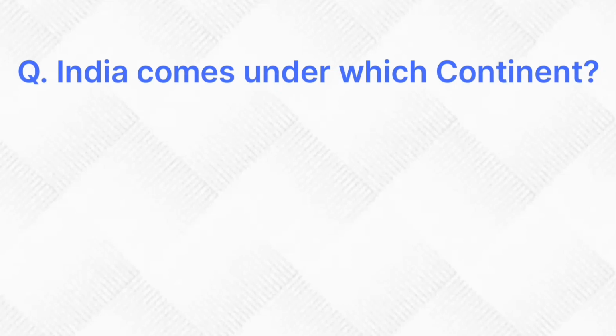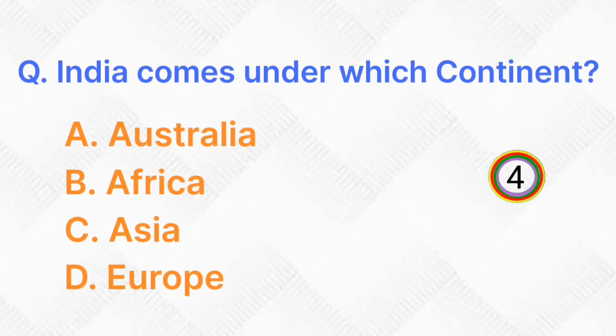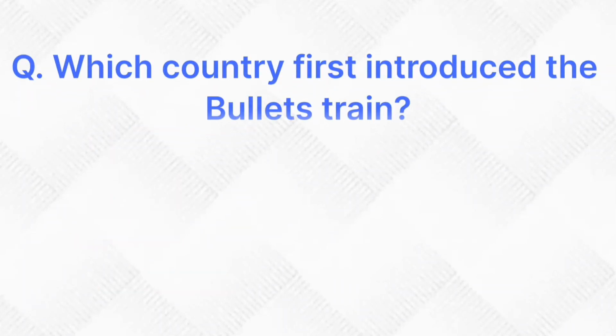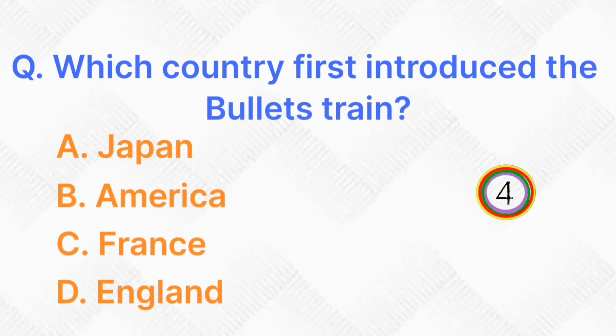India comes under which continent? Option C, Asia is the correct answer. Which country first introduced the bullet train? Option A, Japan is the correct answer.